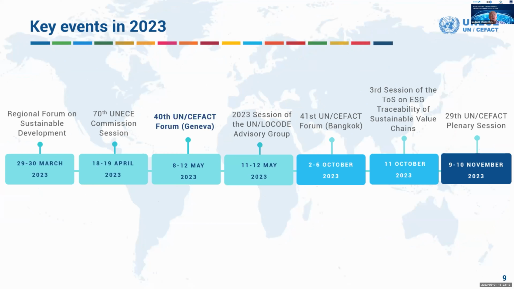Here's the schedule of things that are happening. I'm talking about that 40th forum. There'll be another one in Bangkok, which I believe UNESCAP is assisting very much with, and that's much appreciated. And the plenary, which is really the meeting of the secretariat, the heads of delegation of the member states, and the bureau, signs off on the work that's been done in the previous 12 months and publishes it out into the public domain for use. Next slide, please.